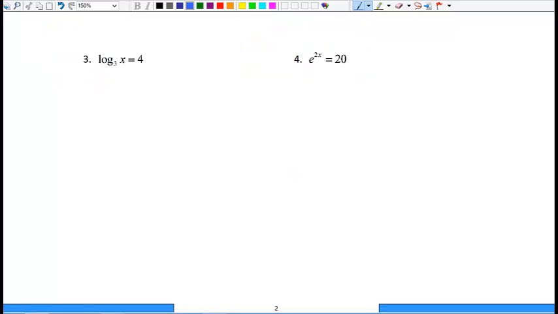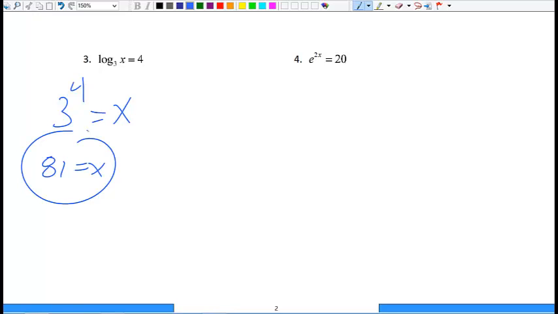Okay, number 3, log base 3 of x equals 4. This is a great time when converting to exponent form would save the day. So we're going to take that to be 3 to the 4th equals x, and 3 to the 4th, I always like to think of it as 3 squared times 3 squared. 3 squared is 9. But anyways, 3 to the 4th is 81. So that was a nice easy one.